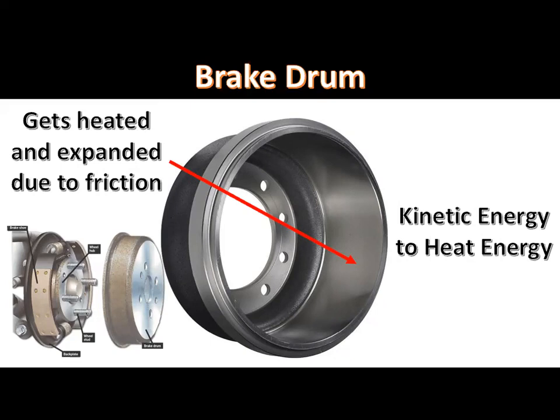Brake fade occurs on drum brakes when the drums become very hot during hard, repeated braking. Under these operating conditions, the drums expand and the shoes must travel further outward to provide braking action. Increased shoe movement requires greater pedal movement.